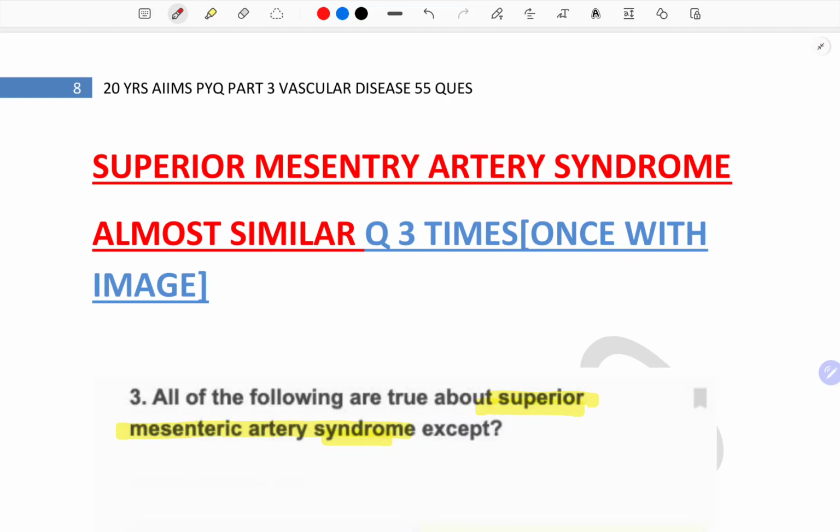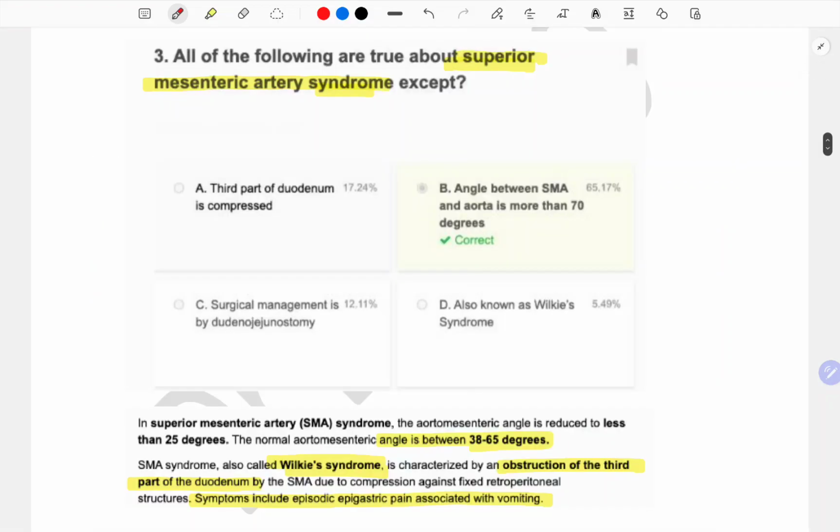Now the next topic is superior mesenteric artery syndrome. Now this topic is important because this is also an image based question. Three times this question has been asked and once with an image. Now look at the question. All the following are true about superior mesenteric artery syndrome except. See, I'll provide you with some information about it.